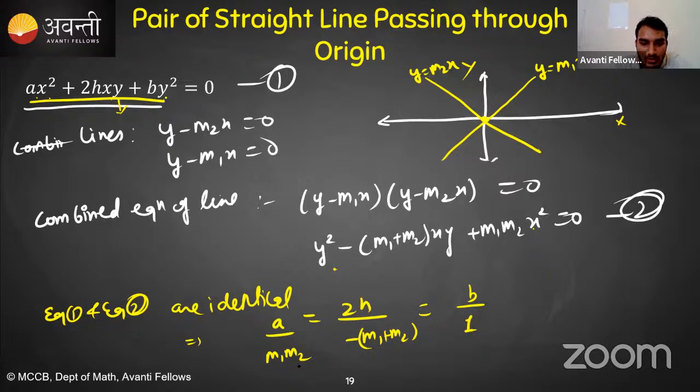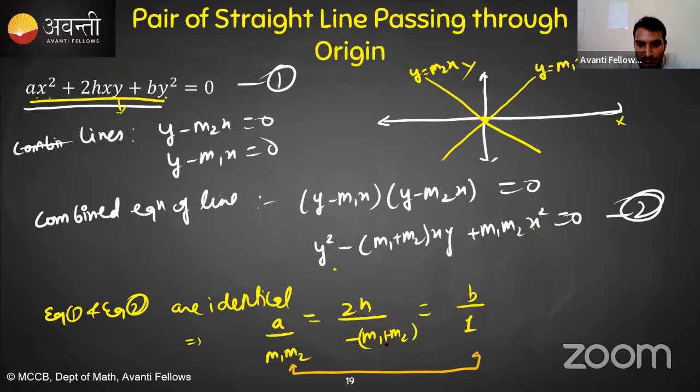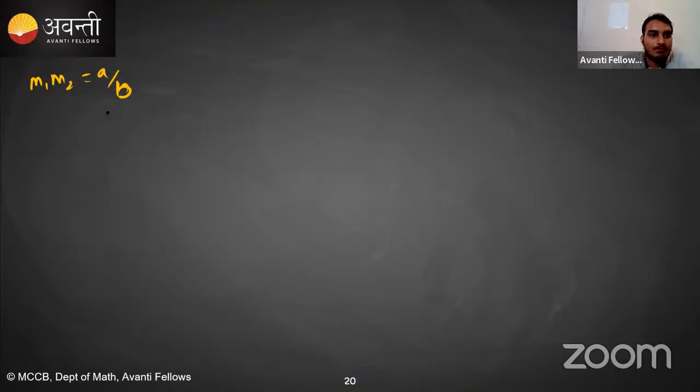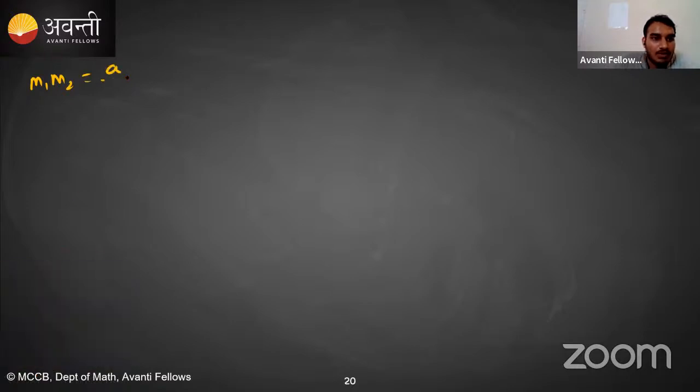So students, if you compare these two, what you are getting is that m1 m2 is nothing but a by b, right? And if you compare these two, here you will see that m1 plus m2 is nothing but minus 2h upon b, right? So m1 into m2 is coming a upon b, and m1 plus m2 is coming minus 2h upon b. Is this clear?